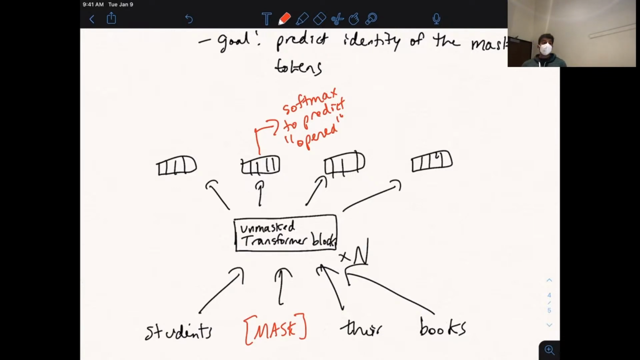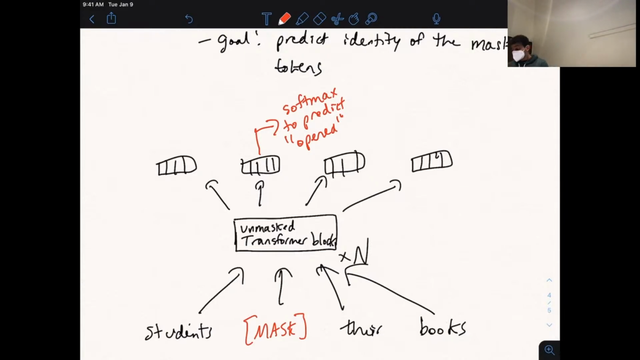Exactly. So the word "opened" doesn't even appear in the input, right? It's been replaced with a mask token, so the model can attend over whatever it wants. It just doesn't have the representation of the missing word anywhere. So this is a valid objective function.